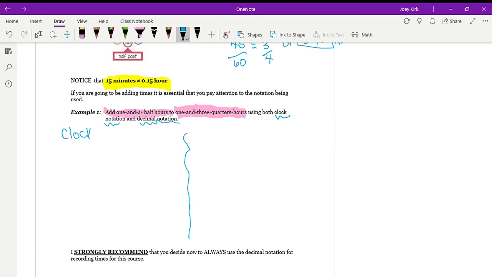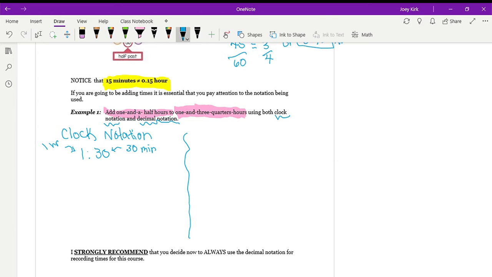Okay, clock notation. If we're looking at clock notation, 1.5 hours would be 1 hour, right? And a half is 30 minutes. So this is your 1 hour. And again, I'm posting all of the filled-in notes with actual handwriting, so if you can't read what I'm writing, that's all good. They will be posted hopefully a bit clearer.